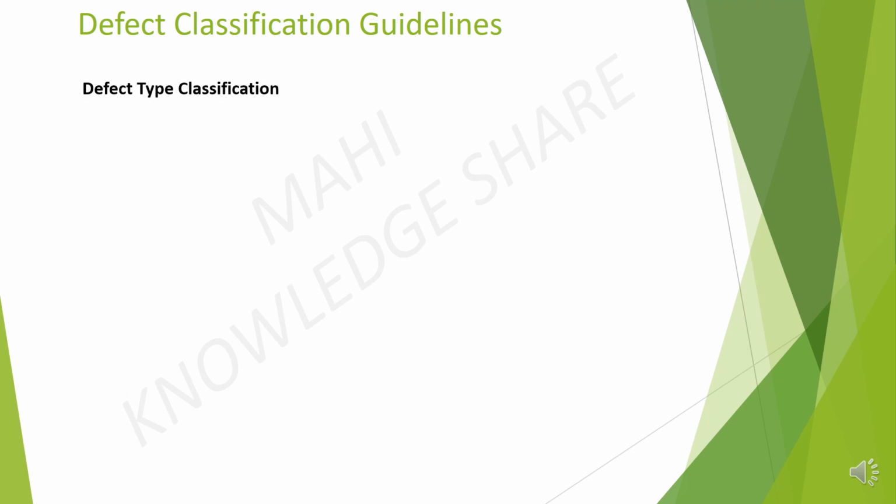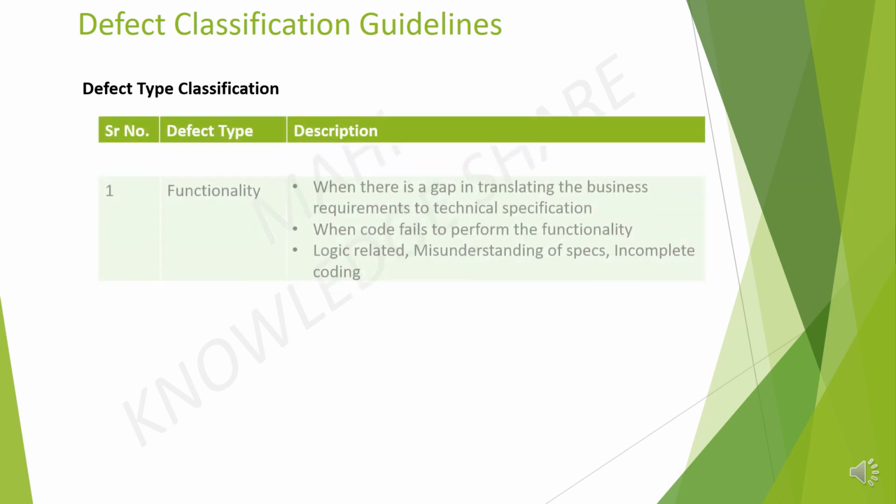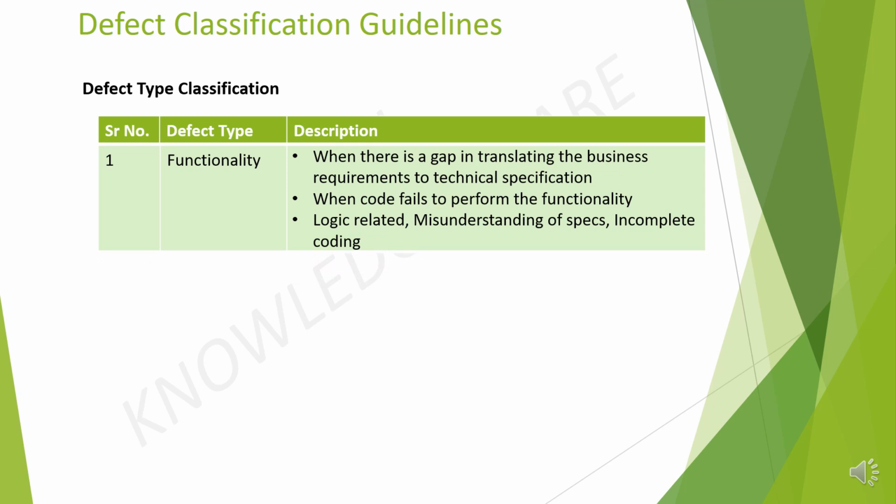Defect type classification. We can categorize it into 8 types. Category number 1, functionality. It covers the defects when there is a gap in translating the business requirements to technical specification, when code fails to perform the functionality, and if the defect is related to logic or misunderstanding of specification or incomplete coding.